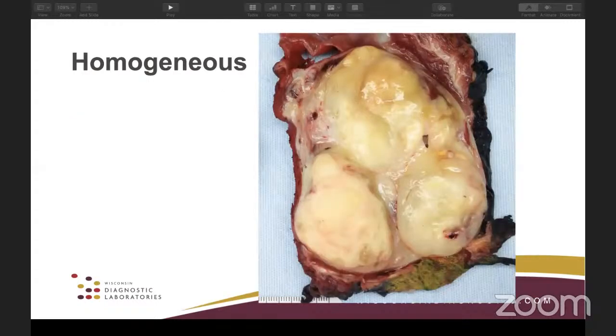So here's an example of homogeneous. This is a sarcoma. I believe it was a liposarcoma, and you can see it's lobulated. That's another good word, lobulated, but it's homogeneous yellow tan. So it basically means it's all the same color.